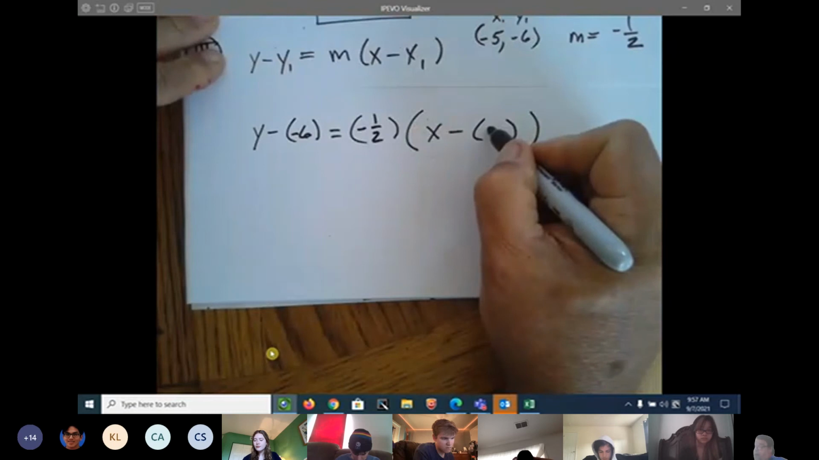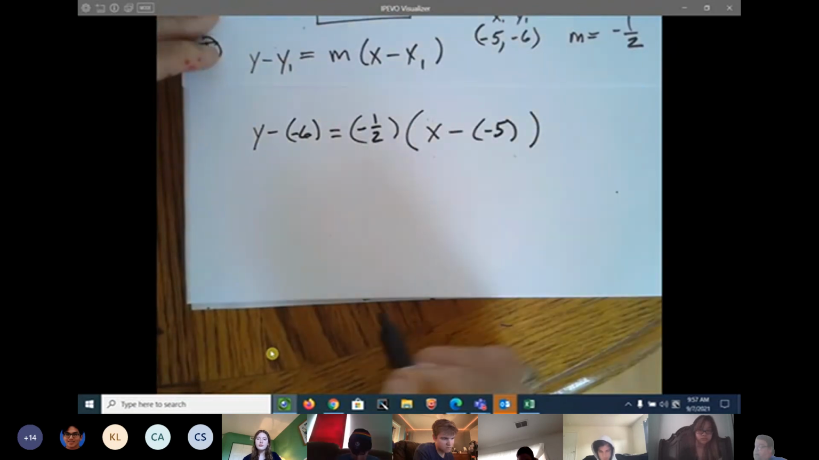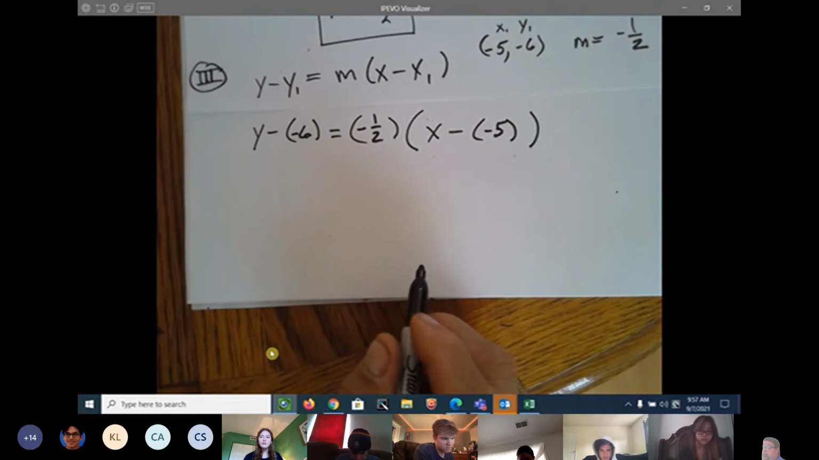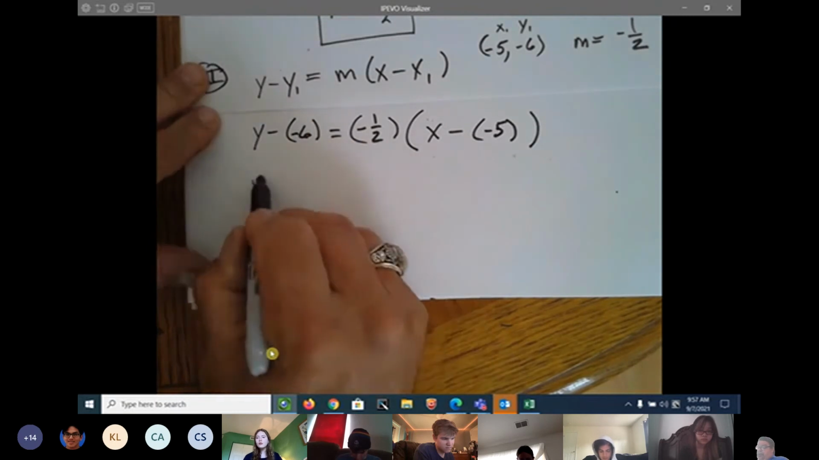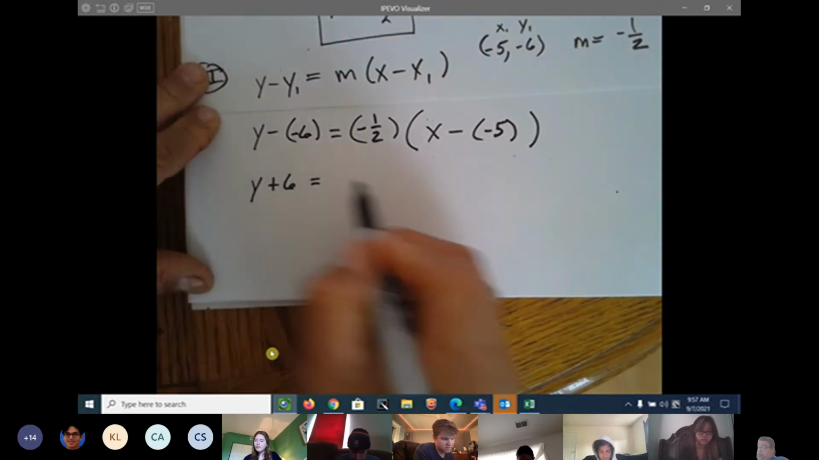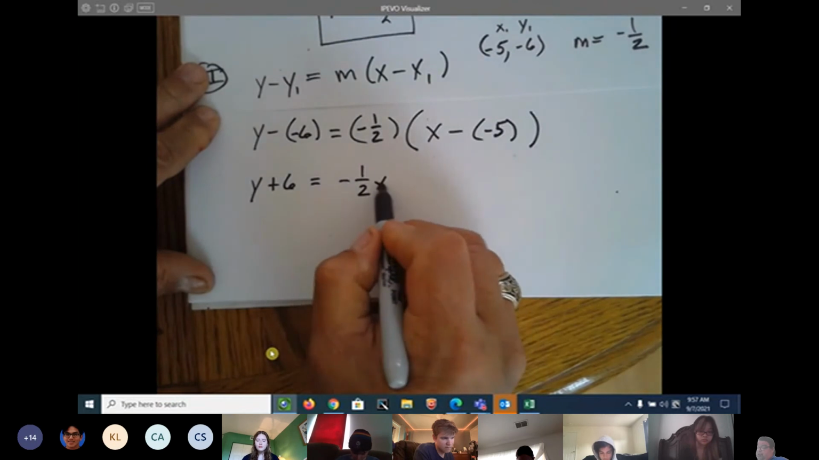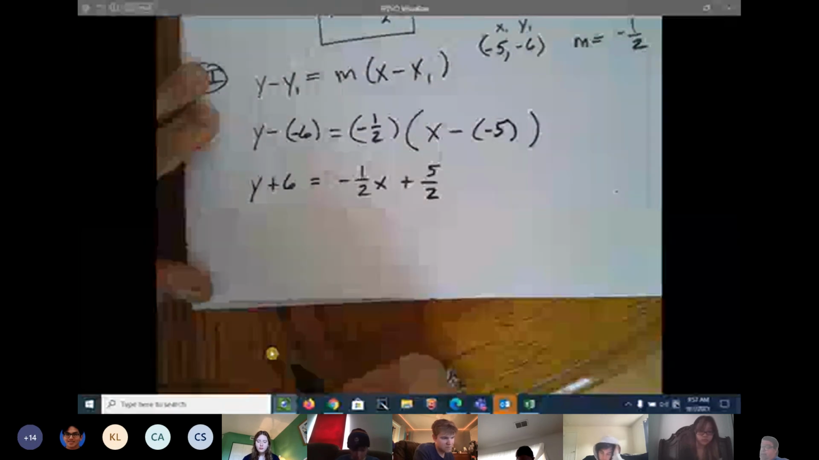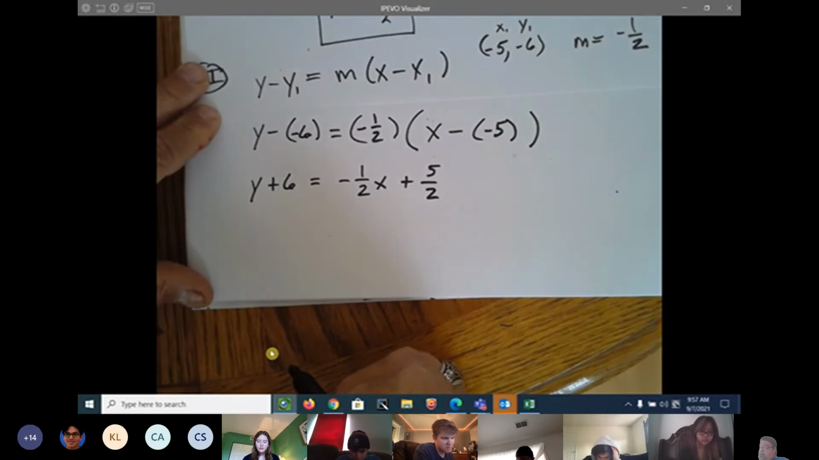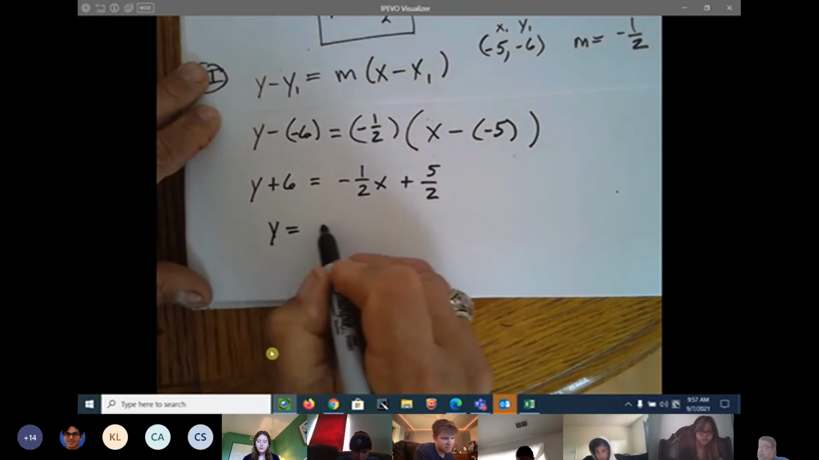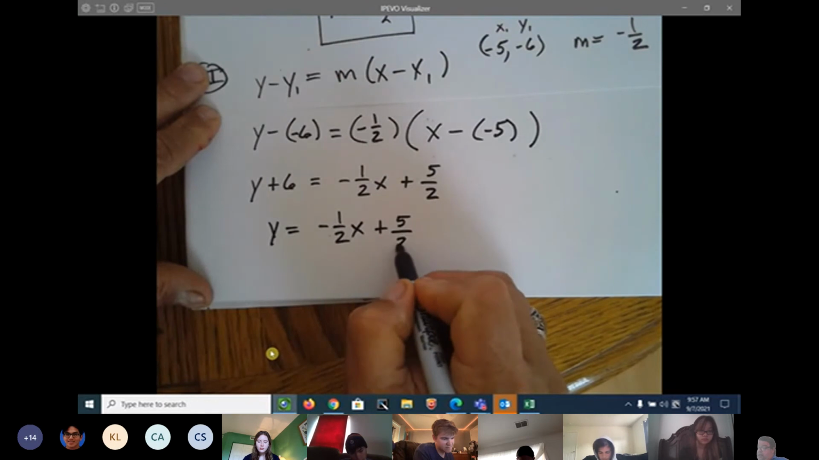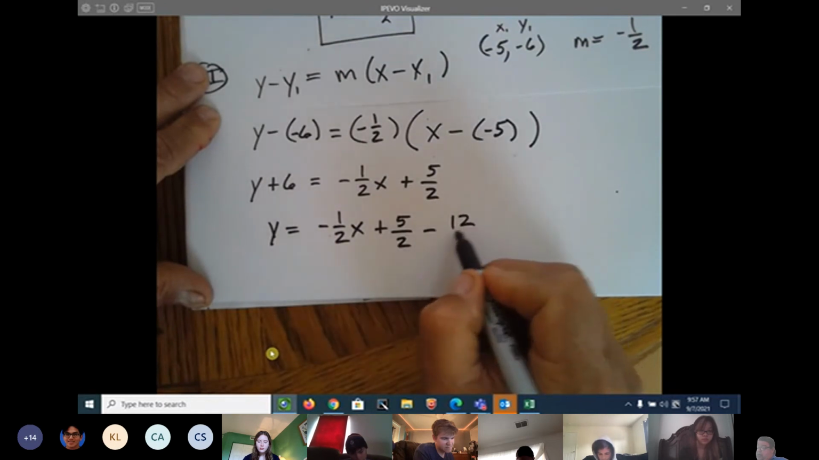and a -1/2 right here, and a -5 here. And that's going to give me y plus 6 is equal to -1/2 x plus 5/2. And y is equal to -1/2 x plus 5/2 minus 12/2.